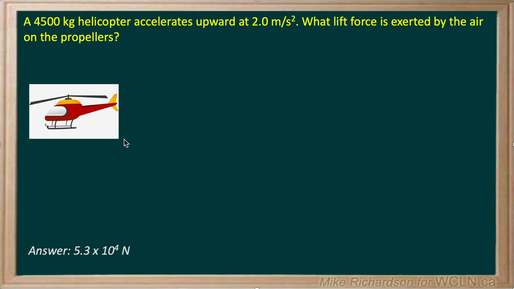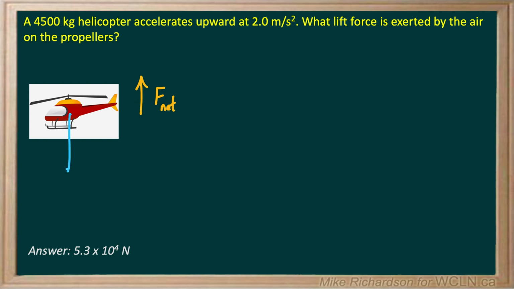by going ma. So if the helicopter is accelerating up, we know that the net force must be upwards. Now remember, the net force is the overall result of all the forces acting on that helicopter. So let's finish what we call a free body diagram and label what forces are actually acting on the helicopter.